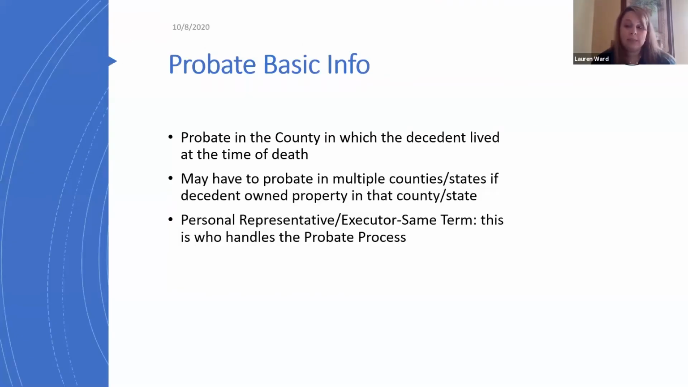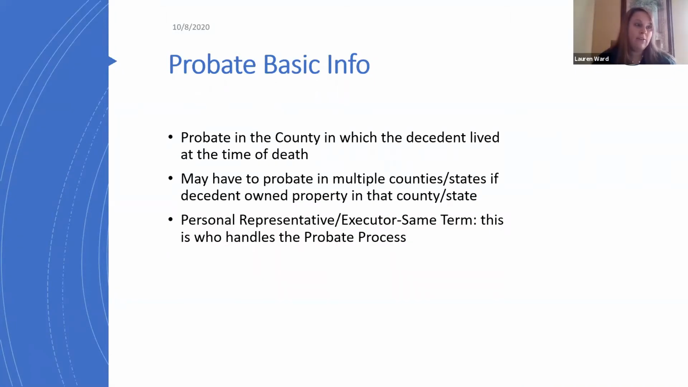So, some basic probate info before you get started. When a person dies, probate is going to be in the county in which the decedent lived at the time of their death, so you're going to have to start probate there. If you own property in multiple counties, you may have to have probate in multiple counties for that different piece of property if it is owned solely by you.